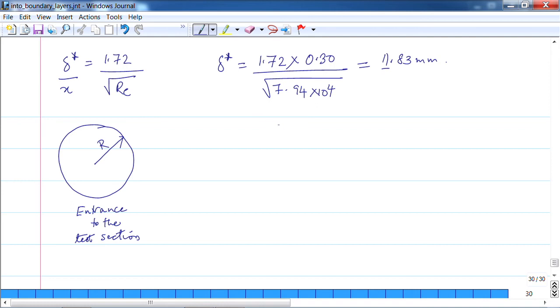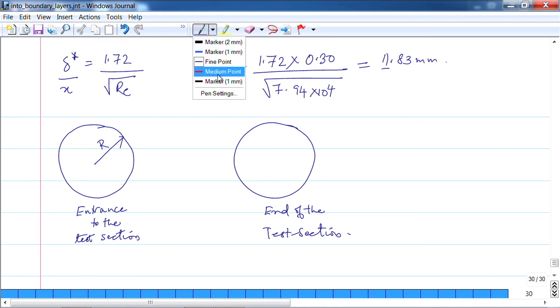Okay. And now, what happens? This is the end of the test section. Now, like I said, this boundary layer displacement thickness behaves as if there is an extra thickness to the wall, so that the flow will be displaced from there.